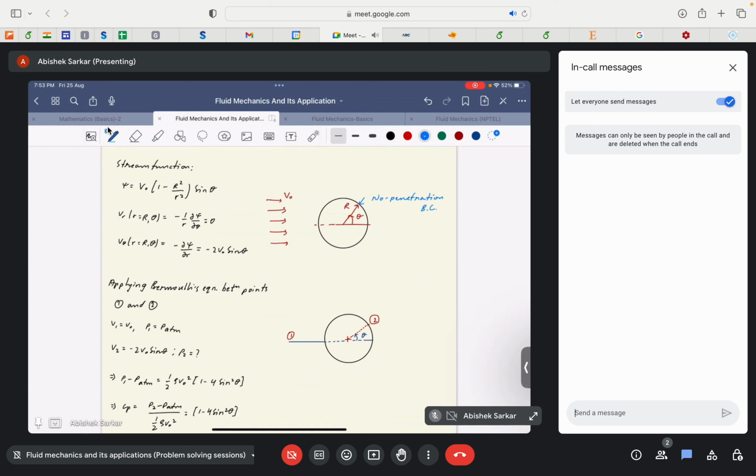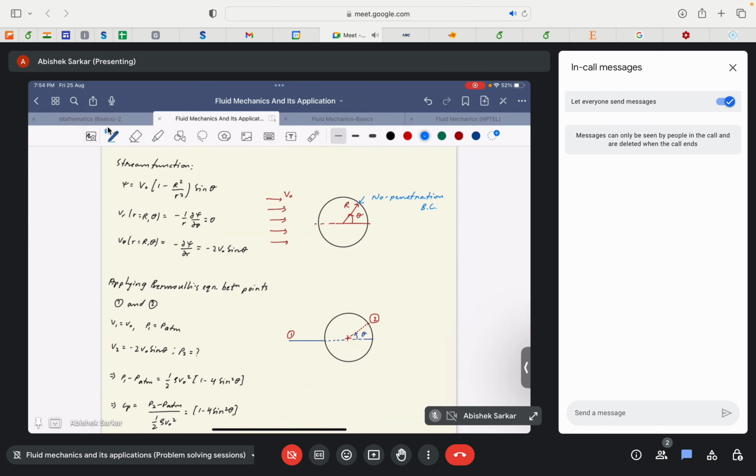So we have v theta, the angular velocity component. V theta at r equal to capital R, for any theta, is equal to minus dou psi by dou r, which is given by minus 2 v naught sin theta. Again, how we have derived this form of stream function, we will deal with separately in the later part of the course, where we will be discussing potential flow theory.